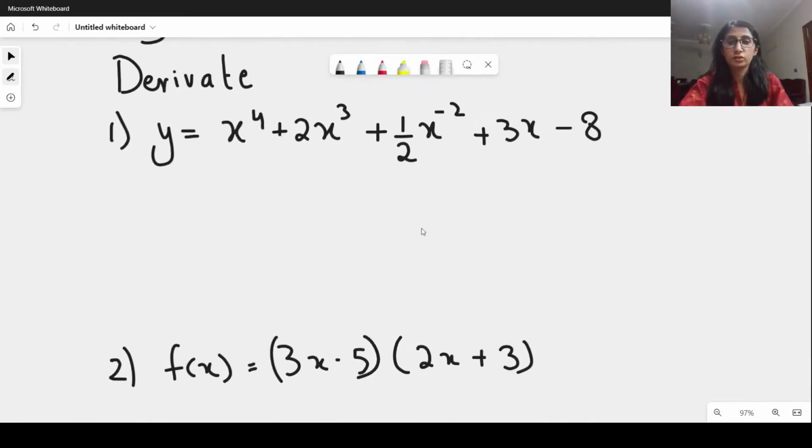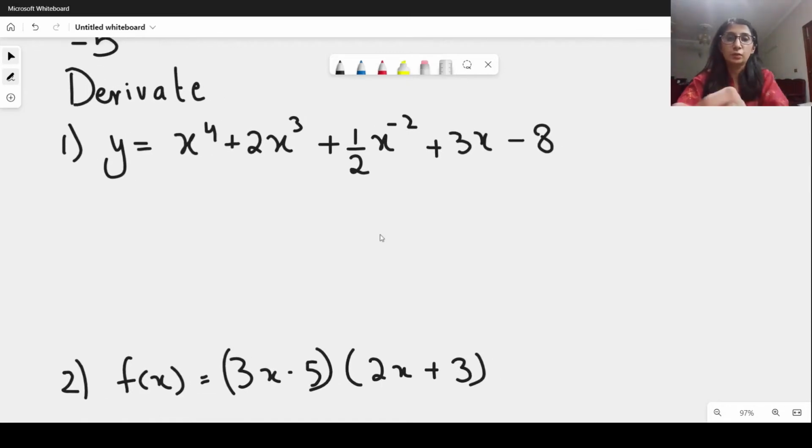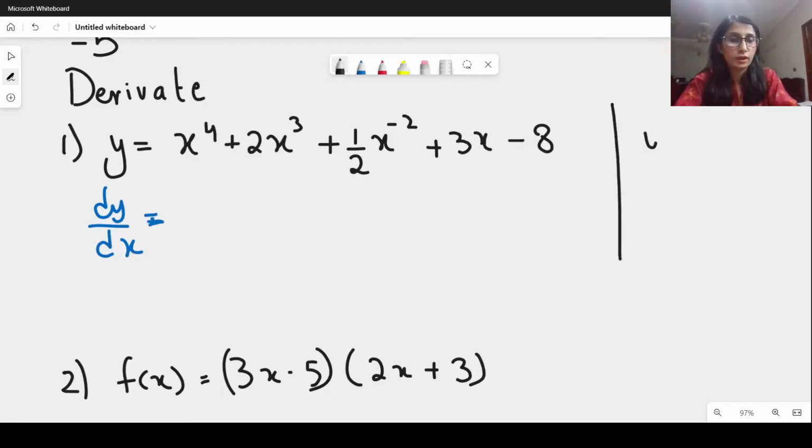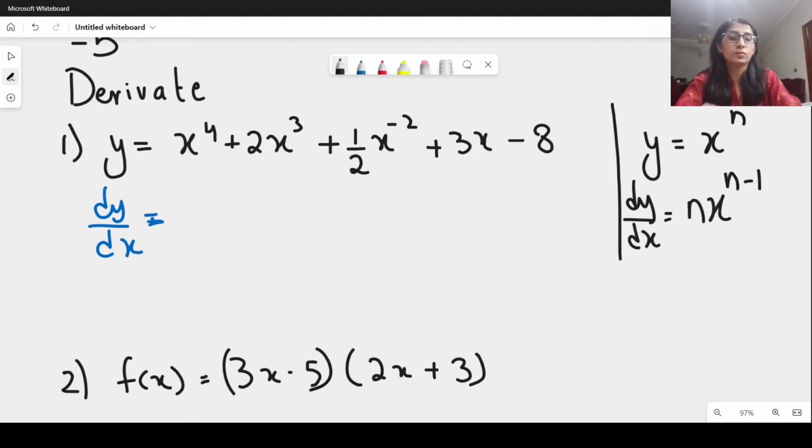Here's the first question. Differentiate this. Now we have to learn how to differentiate it. So just to differentiate, all you have to do is write dy over dx over here equals to, let me write the general formula over here. So if y equals x to the power n, then the derivative of y is equal to n x to the power n minus 1. So let's apply that concept over here.